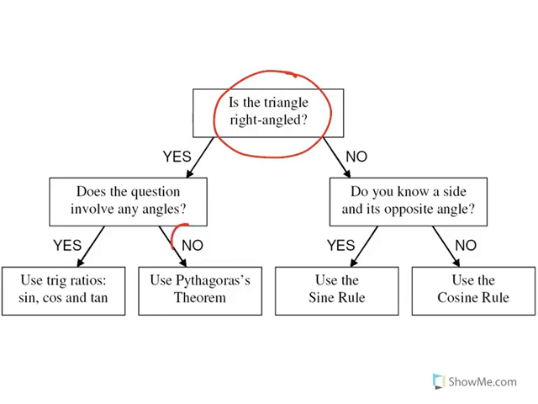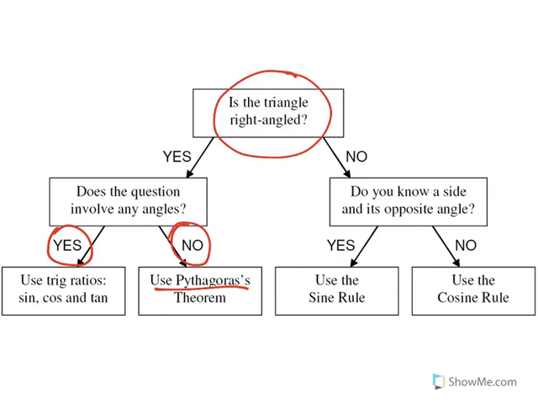If the question does not involve any angles, then you'll use Pythagoras' theorem: a squared equals b squared plus c squared. If there are angles involved, then there's going to be some right-angled trigonometry, and you'll need to decide whether to use sin, cos or tan.